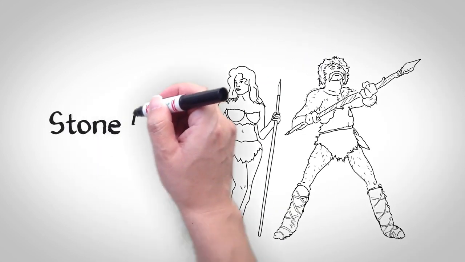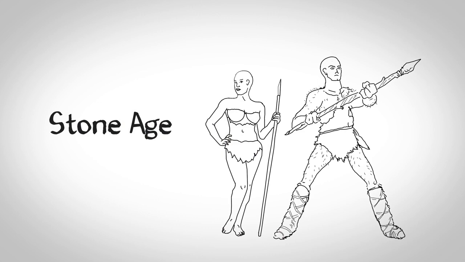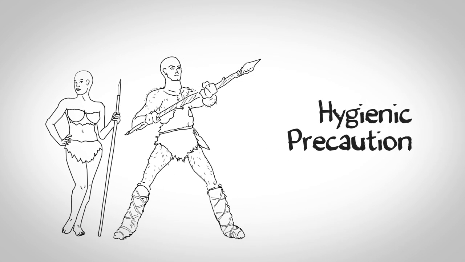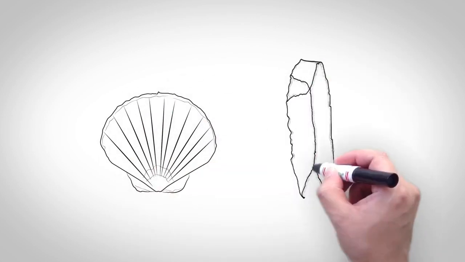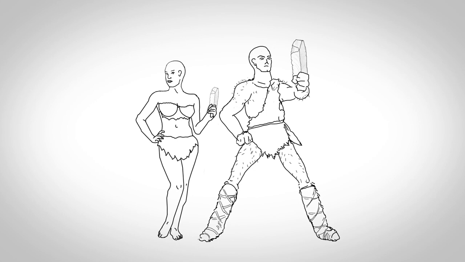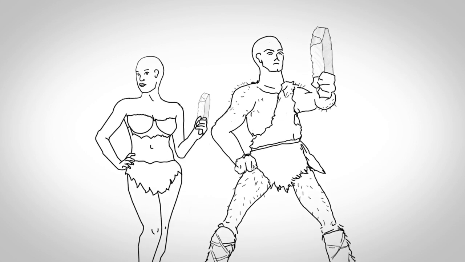Hair removal actually dates back to the Stone Age, when both women and men would often shave their heads and faces for battle or as a hygienic precaution. Cave paintings even depict cave dwellers using seashells for tweezers and flint as a razor. So there you have it. Cavemen had the first disposable razors.